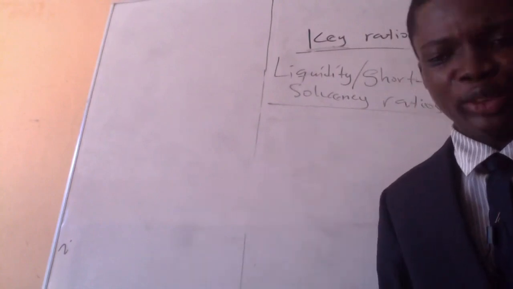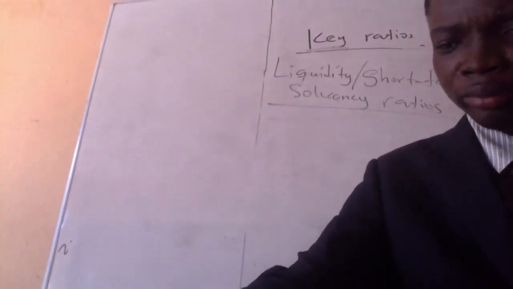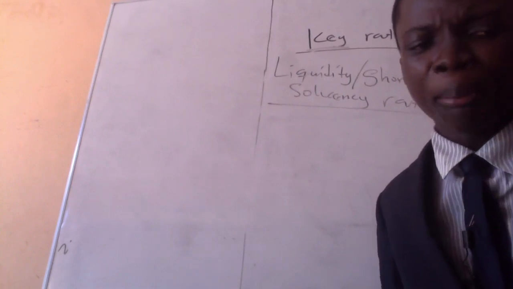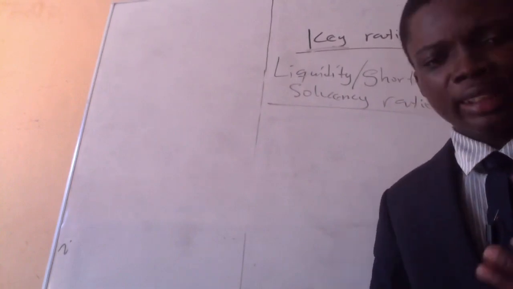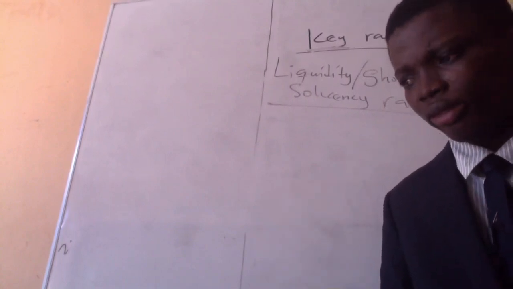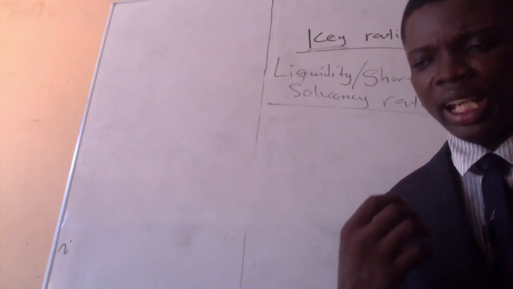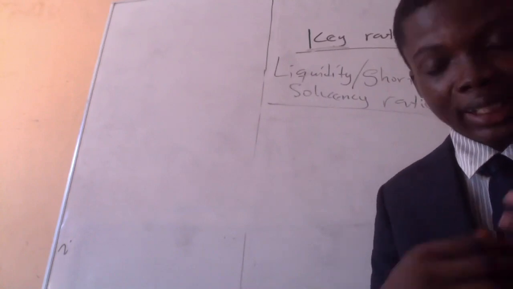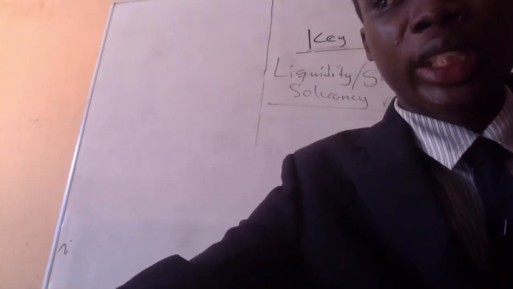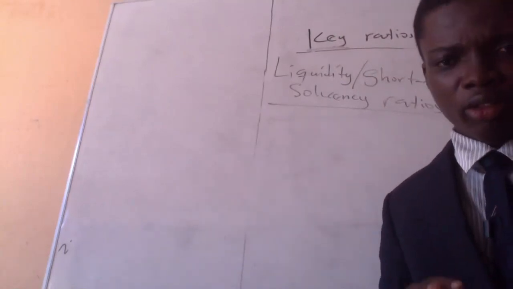That's the liquidity position. So here, I advise most companies, usually banks, to make sure that they have enough liquid assets so that their short-term liabilities may be settled as and when they become due. So take note. Basically, that's a liquidity position.